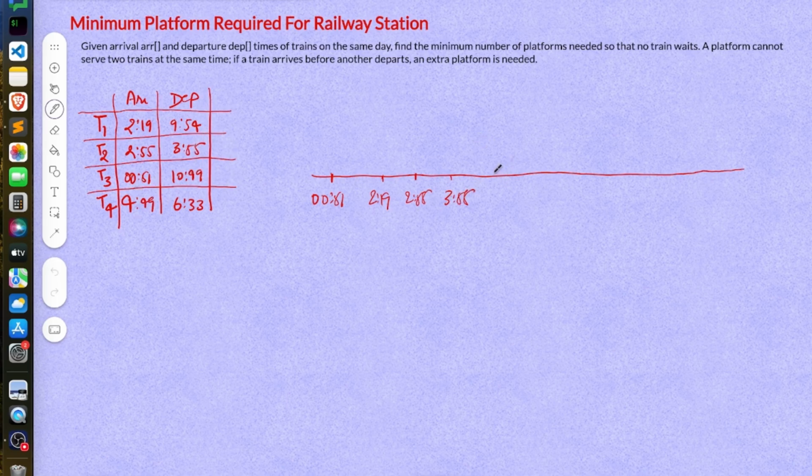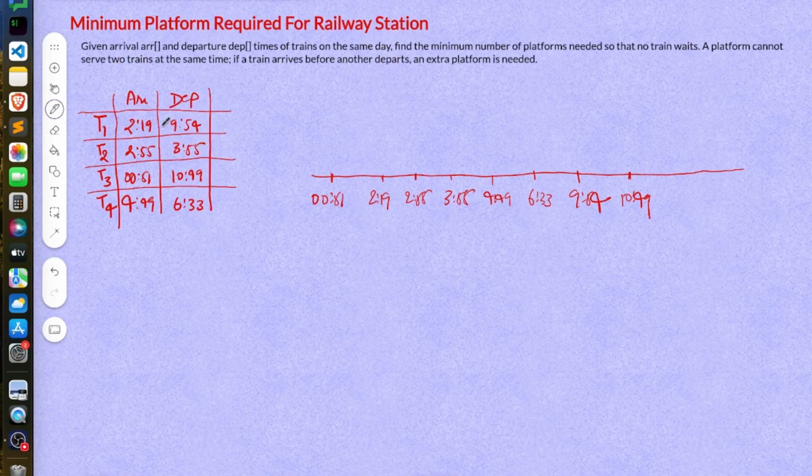Then 4:49. After that, 6:33. Then 9:54, and then 10:49, right? So these are the timelines, and let's see in between which timeline which train you have.